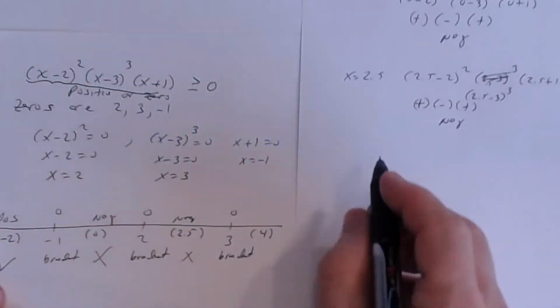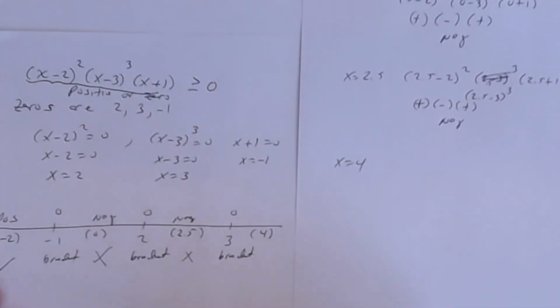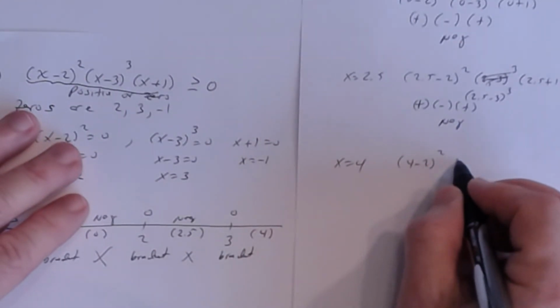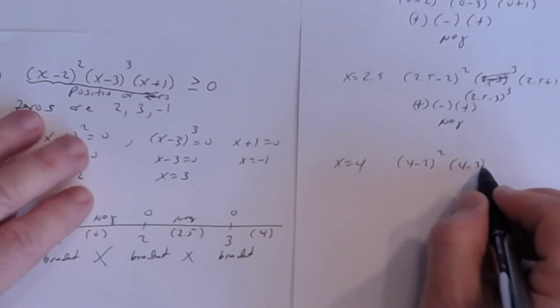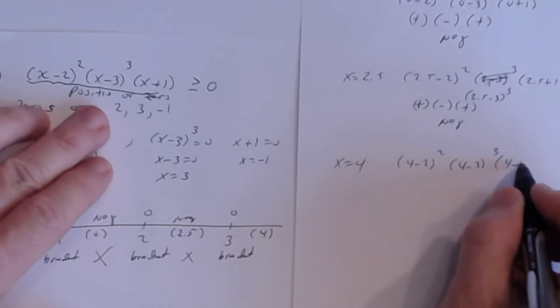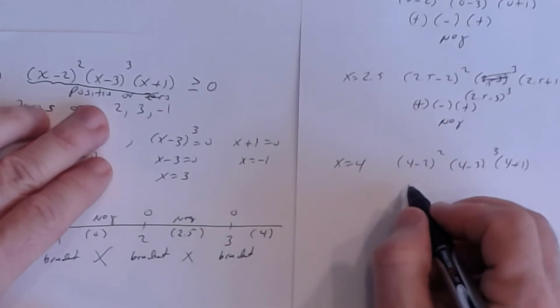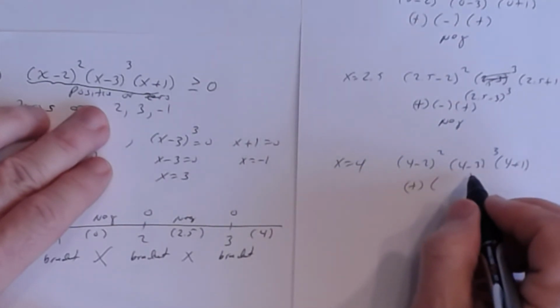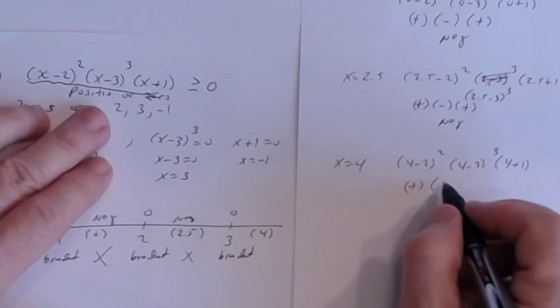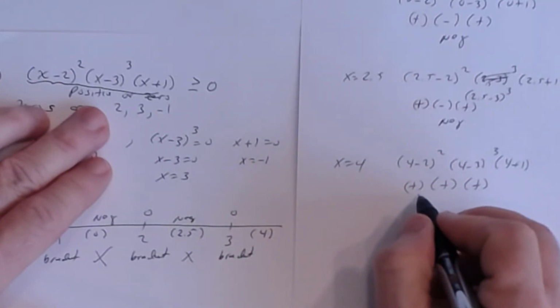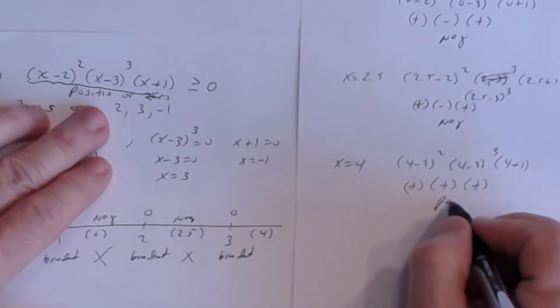And then I go to 4, x equal 4. So when I do x equal 4, I get 4 minus 2 squared, 4 minus 3 cubed, 4 plus 1. 4 minus 2 is positive. Positive raised to an even power is still positive. 4 minus 3 is positive. A positive raised to an odd power is positive. 4 plus 1 is positive, positive 5. A positive times a positive times a positive is a positive.